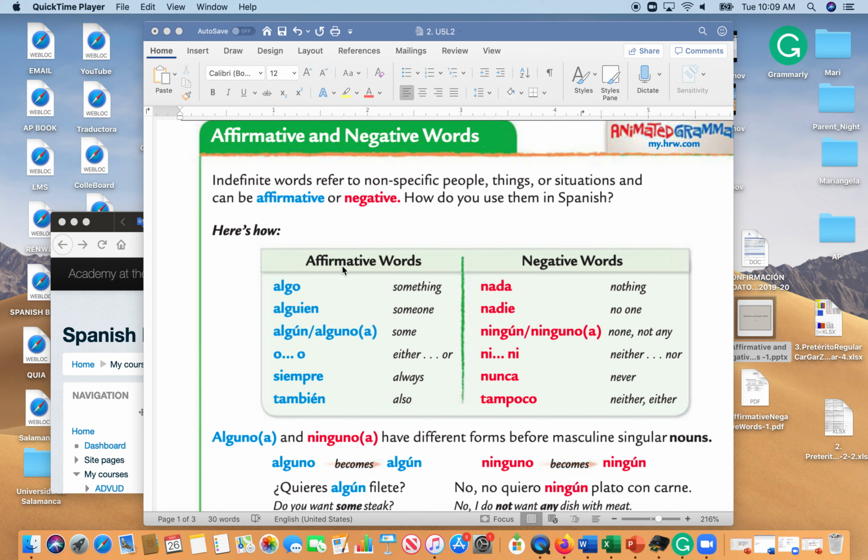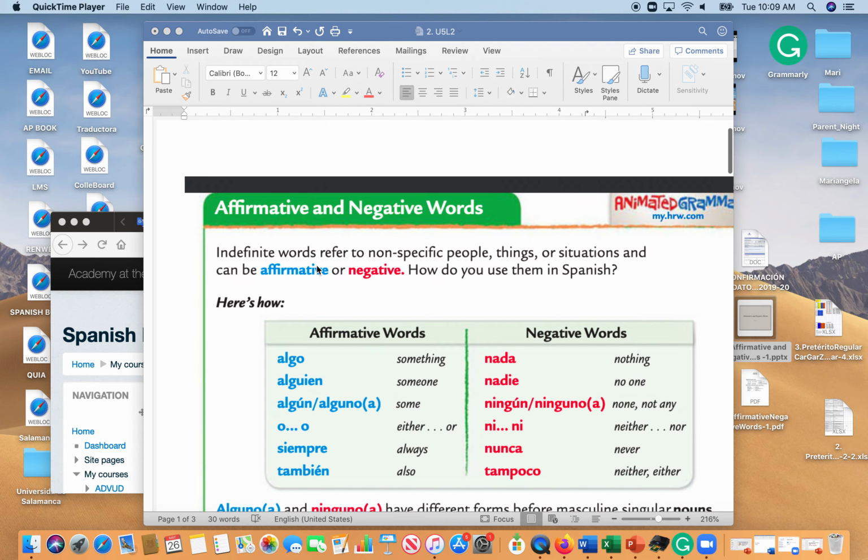Hola, hola, buenos días. We are in week number 8. So today we are in lesson 5 or unit 5, lesson 2. Okay, let's see what we're learning today. Forgot to set my alarm, sorry, on my timer.